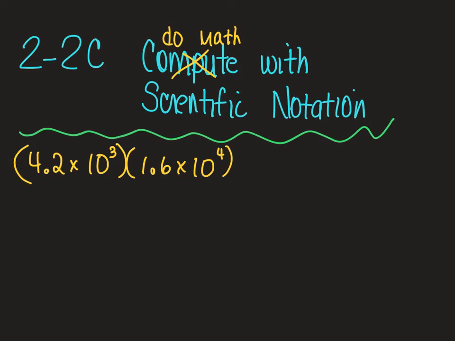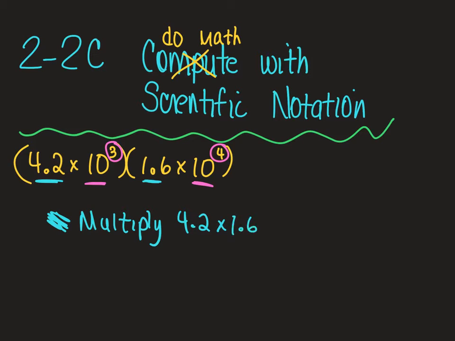If the question was 4.2 times 10 to the third times 1.6 times 10 to the fourth, we get to do this in two stages. Think of it as multiplying the decimal numbers, and then when we multiply these, remember that multiplying is really just adding. So we're going to multiply the blue stuff, multiply the 4.2 times 1.6, and the pink stuff, we're going to add the exponents. Add the exponents, and we're still going to write times, and we're still going to write the 10.